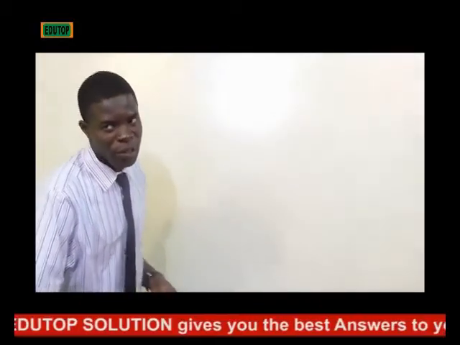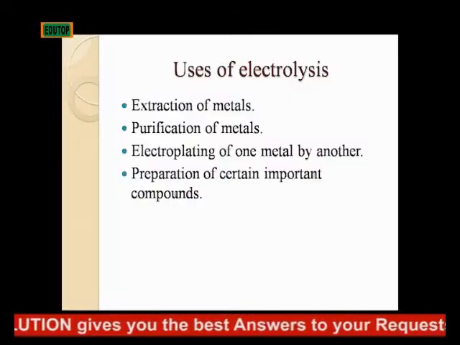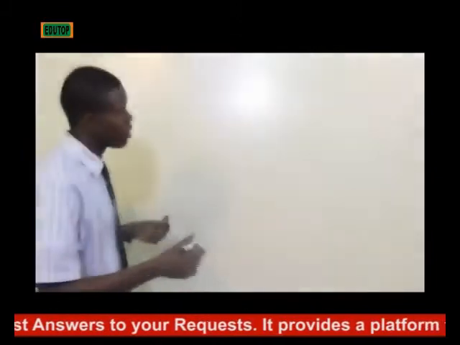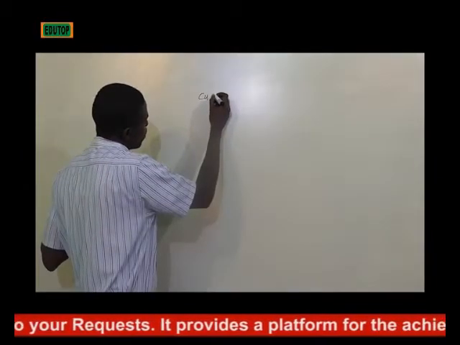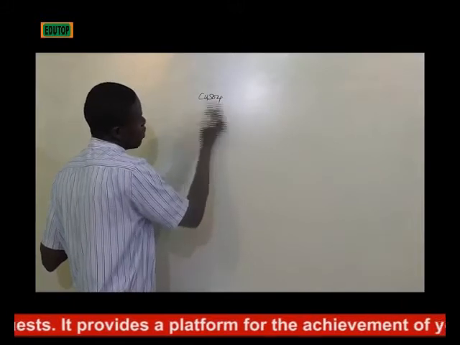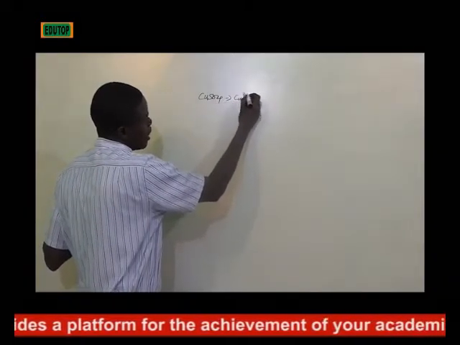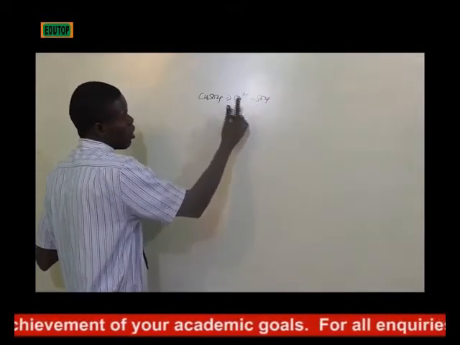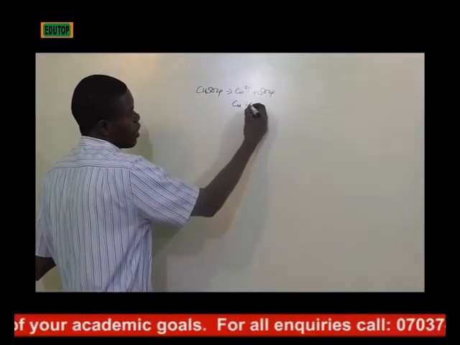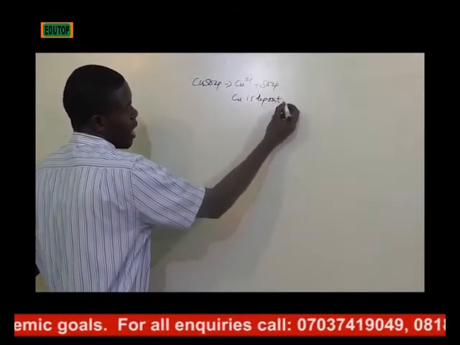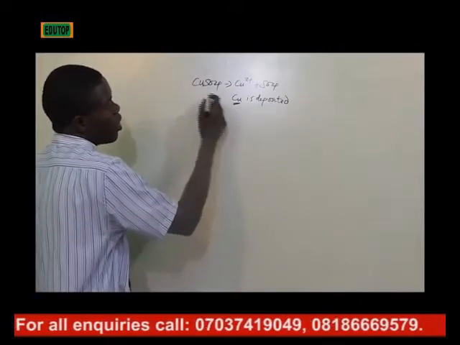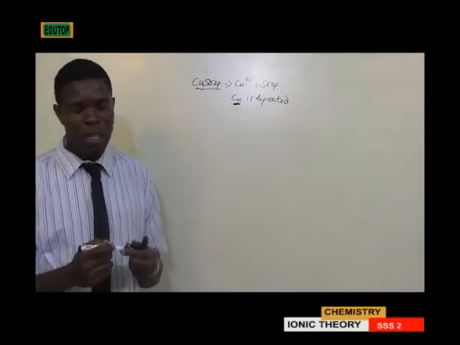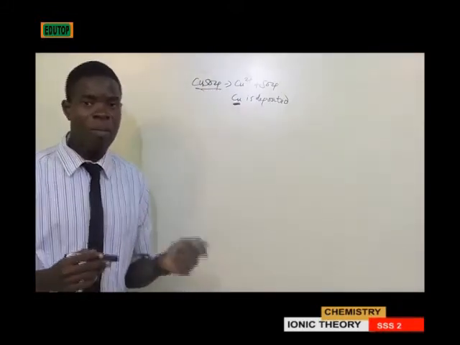Uses of electrolysis. What are the uses of electrolysis? 1, it is used in the extraction of metals, and that is done when a compound of interest is copper sulfate. When it ionizes and is subjected to electrolysis, copper is deposited at the cathode. So by the process of electrolysis, we will be able to extract this copper from this compound. That is one of the uses, extraction of metals.